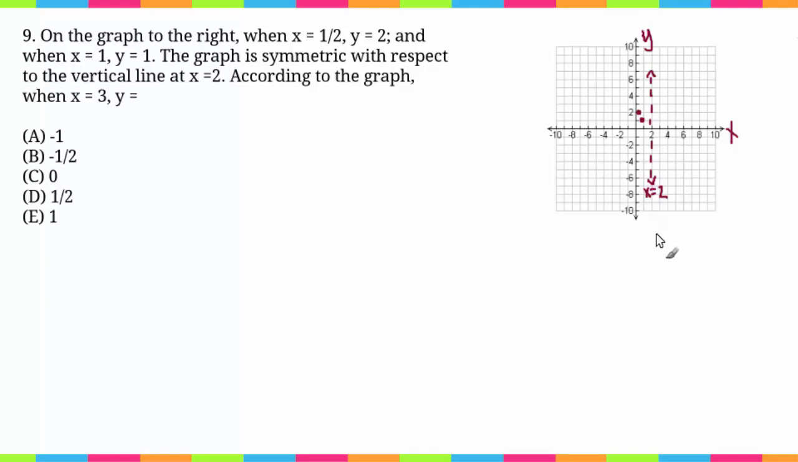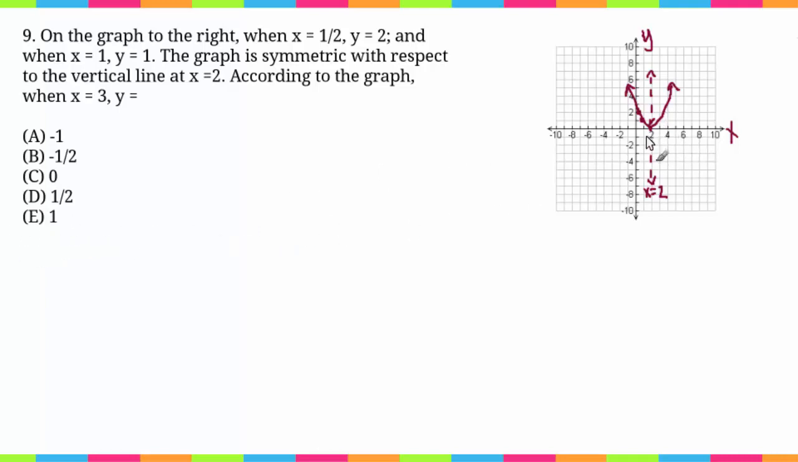Now it says, according to the graph, when x equals 3, y equals what? So in the book, you're actually going to have this nice little graph drawn that looks something like this, and it's symmetric, so it looks something like this, roughly. That's a rough estimate. So by looking at the graph, we can kind of guess, right? Because at 3, it looks like it's at 1.